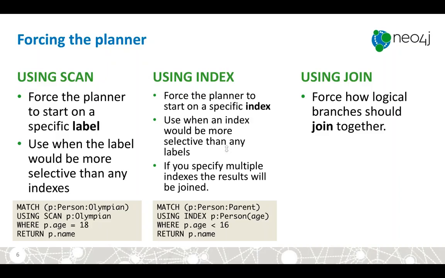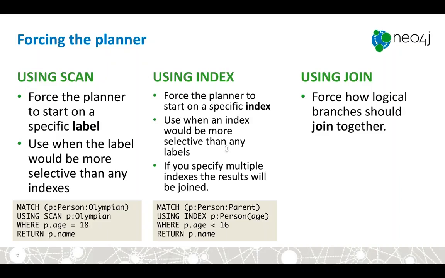So the idea behind using an index hint is similar. It's where you would want to force it to use the index to begin the query operation. And that's when you know that the index would be more selective than some other particular index or a particular label scan. In this example, we have two labels, Person and Parent, and we're saying that we only want people of age less than 16.